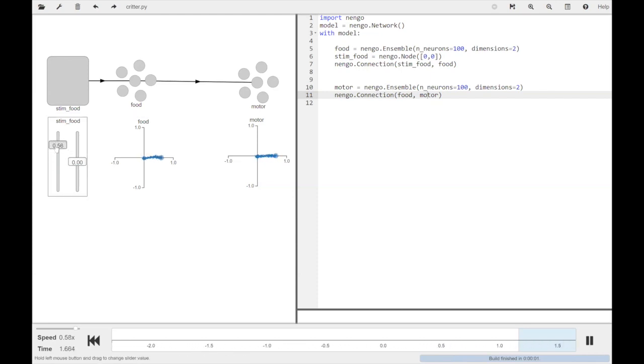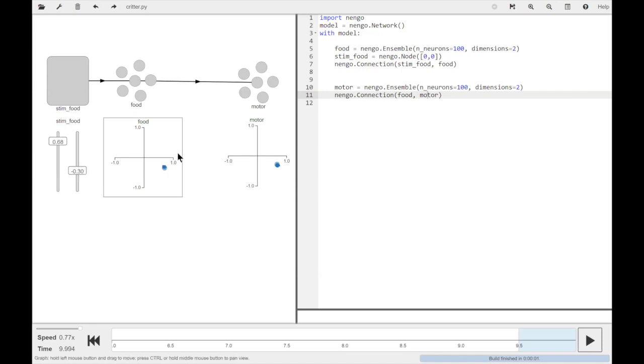So now I can just say, if there's food over here, then I'm going to go that direction. This is as simple as possible. And this is just the communication channel. We've seen this sort of example before. I'm not sure if we've done it in 2 dimensions before, but it is just computing the identity function. Nothing fancy yet.